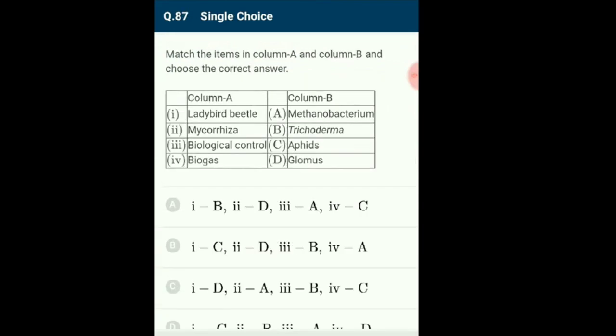Question number 87. Match the items in column A and column B and choose the correct answer. Ladybird is used to get rid of aphids. The fungal genus Glomus forms mycorrhizal association. Trichoderma, a soil-borne fungus, is used to control other fungal pathogens. Thus, it is used as a biocontrol agent. So the correctly matching option is B.